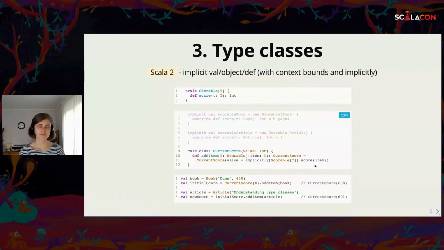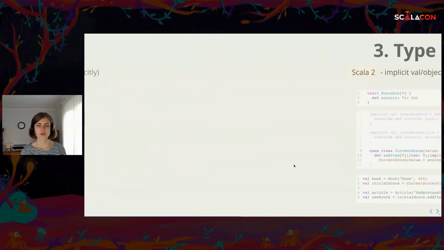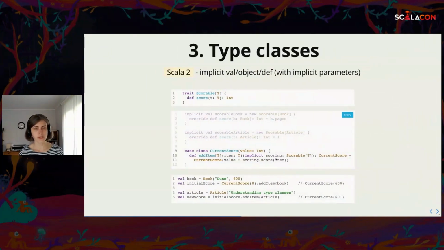And actually, in Scala 2, instead of implicit vals, you can also define type classes with implicit objects or defs. And if you don't like this implicitly syntax, then you can also write it in a different way. And you might have seen this. You can have another parameter list which has the scoring parameter, named here implicit scoring. So you can invoke it on a named parameter. So this is Scala 2.